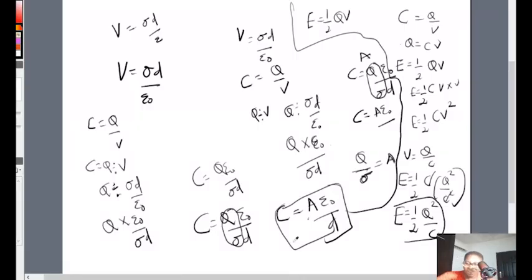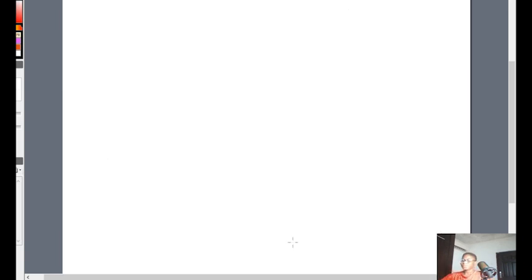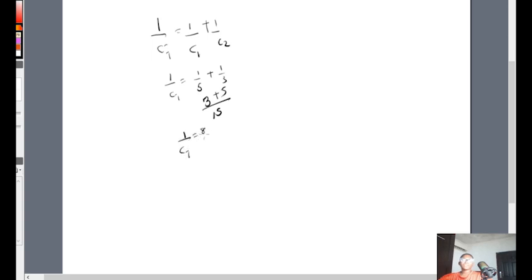Let's delete the board. Okay, so we already have it that 1 over C total is equal to 1 over C1 plus what? 1 over C2. So 1 over C total is equal to 1 over 5 plus 1 over 3. So what are we going to have? We're going to have 15. So that will be 5, right? So 3 plus 5. So 1 over C total is equal to 8 over 15.